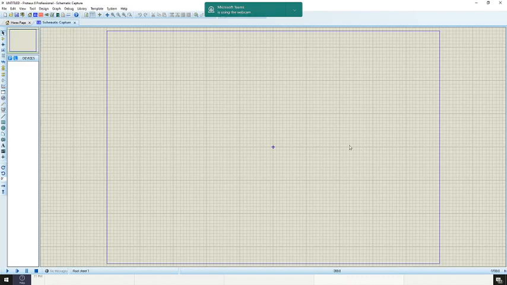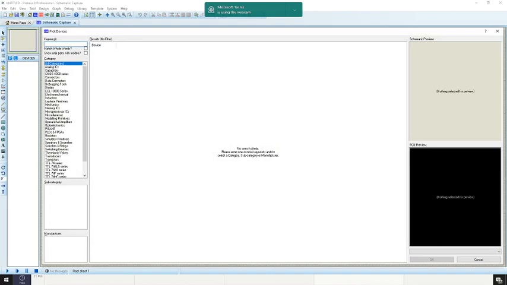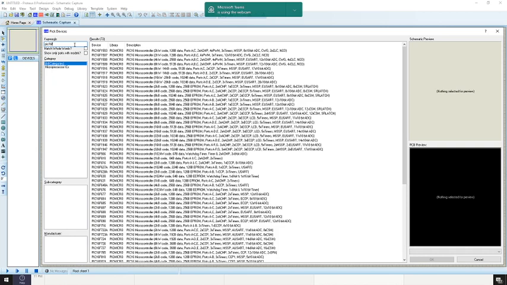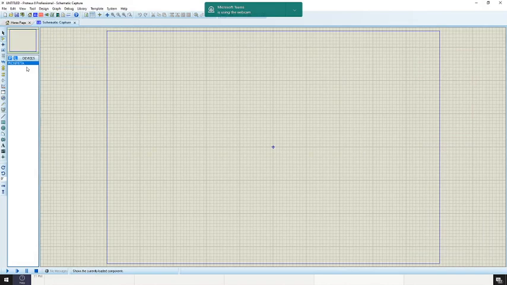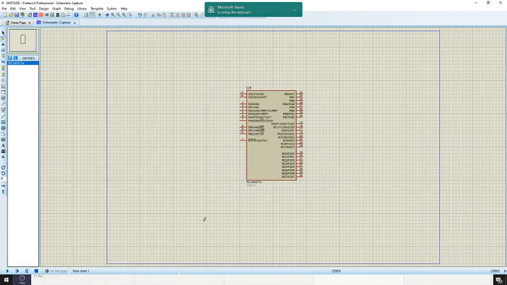For example, you want to get your PIC, then you just get the devices. PIC 16F877A. You can take this one and then okay. So this is the simulation. You can see that this is your PIC.